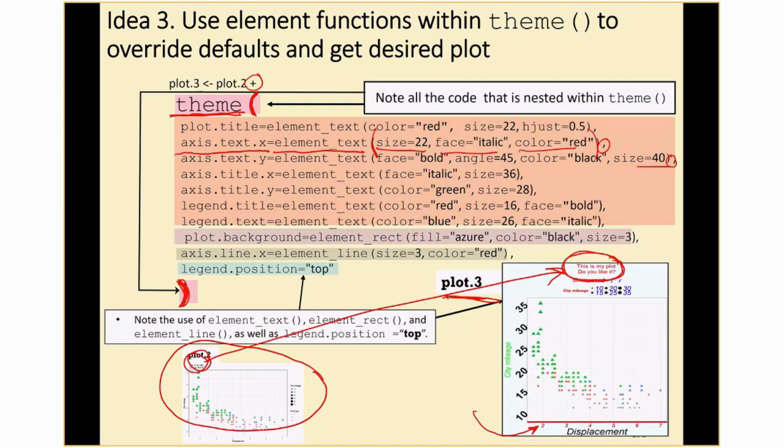Let's pick another element, axis title Y. Where is our axis title Y? There is our axis title Y right there. It's text, so we use the element text function with its open and closed parenthesis. And inside we change the features we want to change. We make the color green and the size 28.